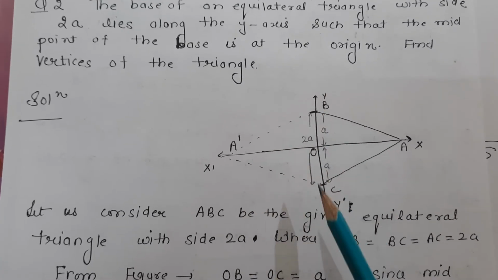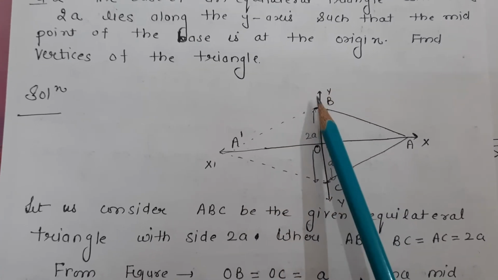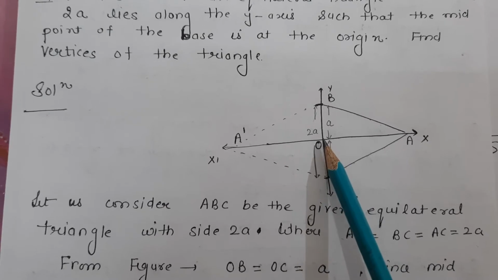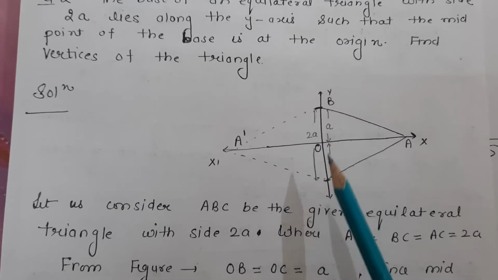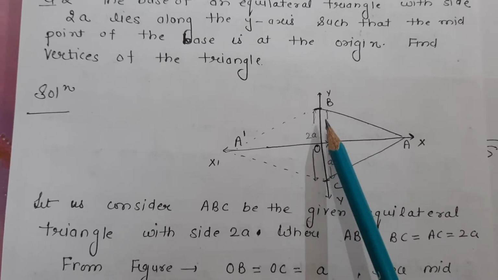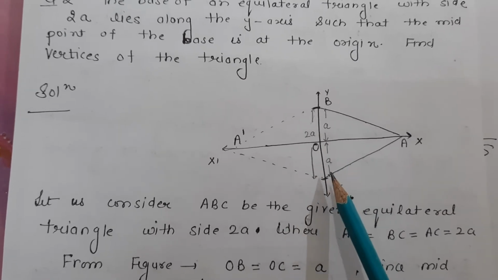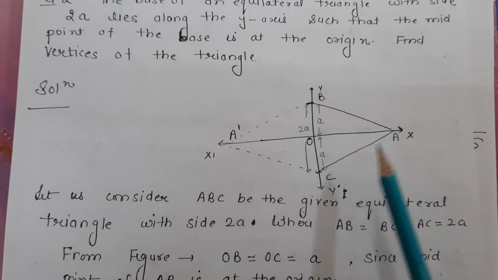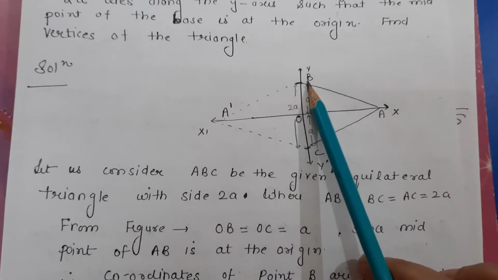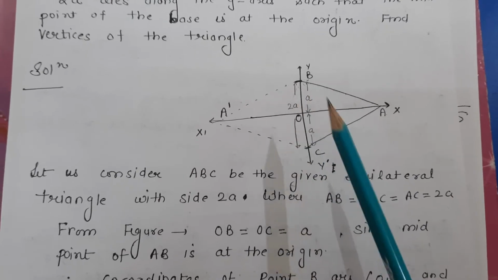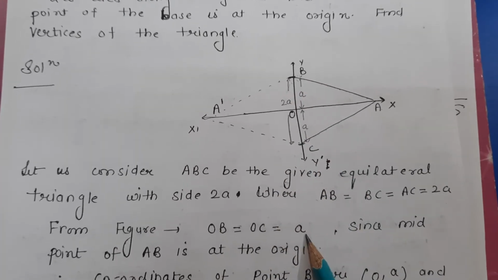Now the base is along the y-axis. Let this be your base such that the midpoint of the base is at the origin. Now if the full length is 2a, this is your midpoint. Half will be a. This is also a. You have to find the vertices of these three. Now point B is on the y-axis. From here OB and OC both are equal to a.